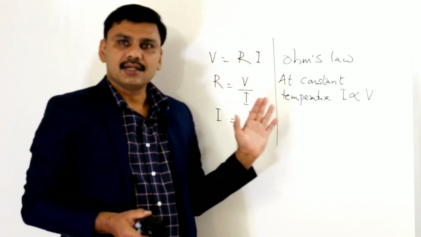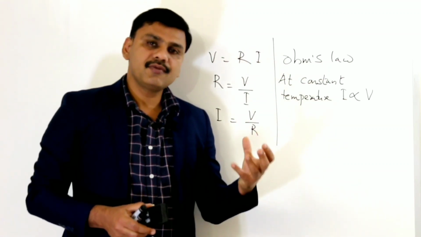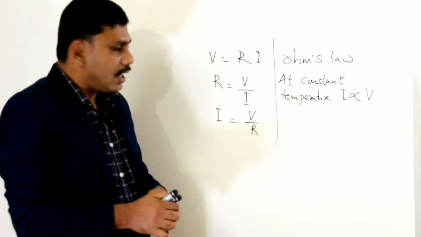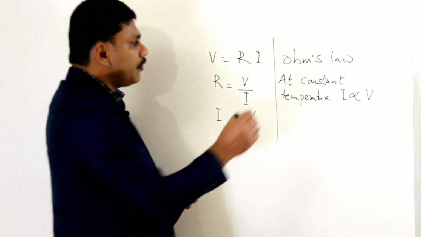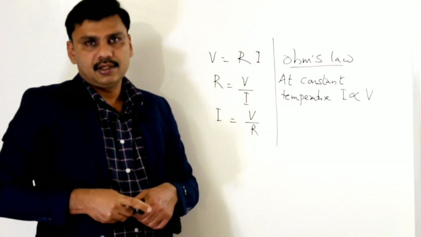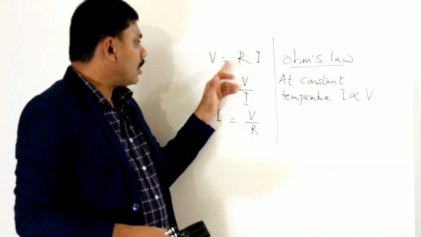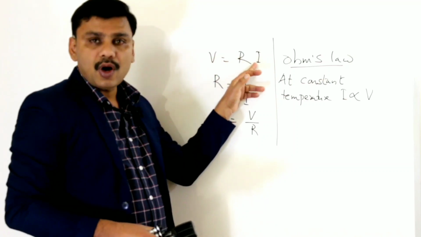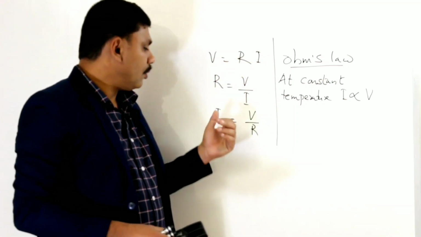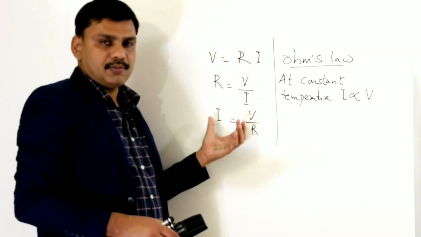So this relationship between the voltage and current is known as Ohm's law. Ohm's law is one of the fundamental laws in electricity. So Ohm's law says what? At constant temperature, current flowing through a conductor is directly proportional to voltage. When you remove the proportional sign, you will get R: V equal to R into I, or R equal to V divided by I, or I equal to V divided by R. So these are the relationships.